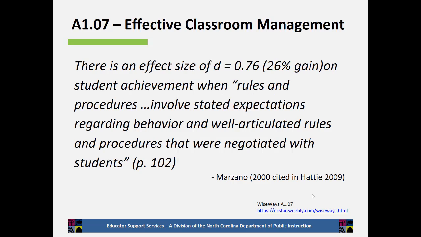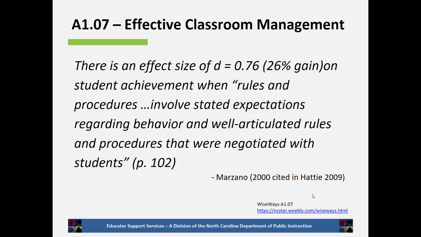Two things I want to pull out of the Wise Ways that I want to share with you. The first one is around a little bit of research behind this particular indicator. Basically, what this is saying here is that if you compare two classrooms, a classroom where the teacher is using rules and procedures, stating those expectations, getting those kids buy-in into that, with a classroom with a teacher that does not do that, what we find is that in classrooms where teachers are spending time with rules and procedures, there's about a 26% gain on achievement.